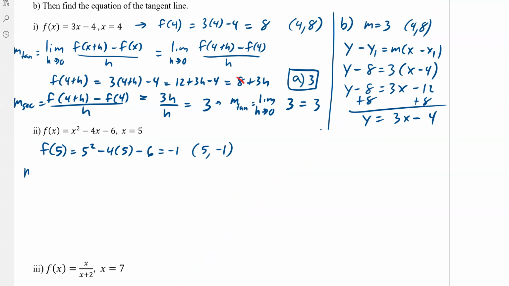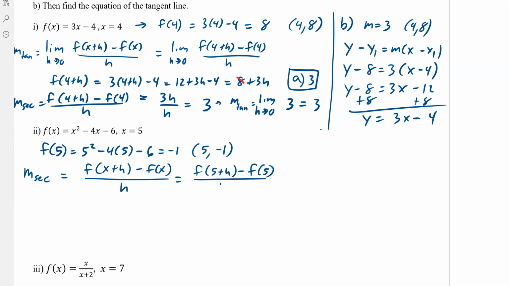So the slope of our secant now is where we're going to start. That would be f of x plus h minus f of x, this is our formula, over h. And then we plug in our x, so f of 5 plus h minus f of 5 over h. So we're going to find f of 5 plus h, and then subtract f of 5, which we know is -1, and then divide the whole thing by h.